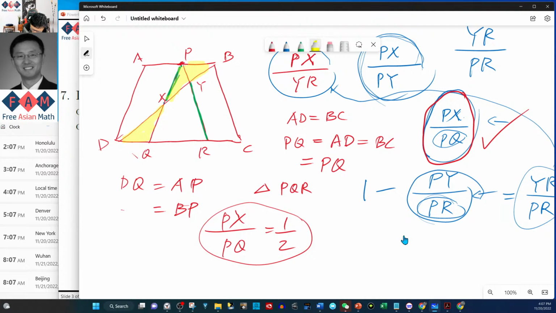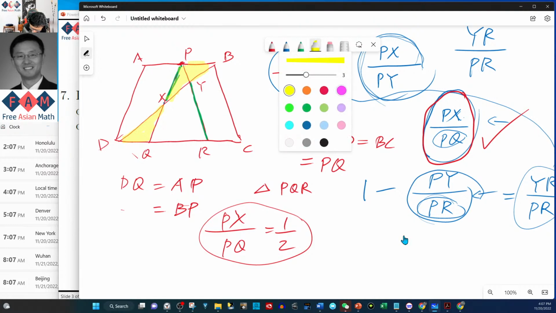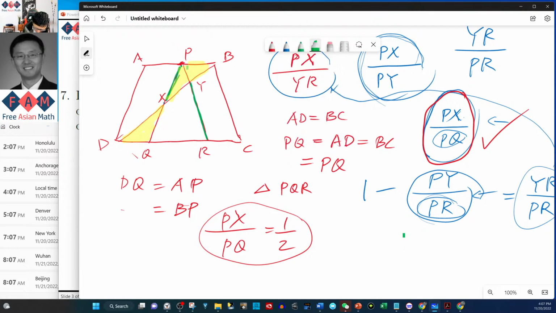Well, for this one, we also have a pair of similar triangles, but you have to be careful. This time it is this little triangle and this big triangle, right? Because that's how you get the fraction of PY over PR. For this one, we don't have congruence, but that's okay. All we need is similarity. How do we know this?